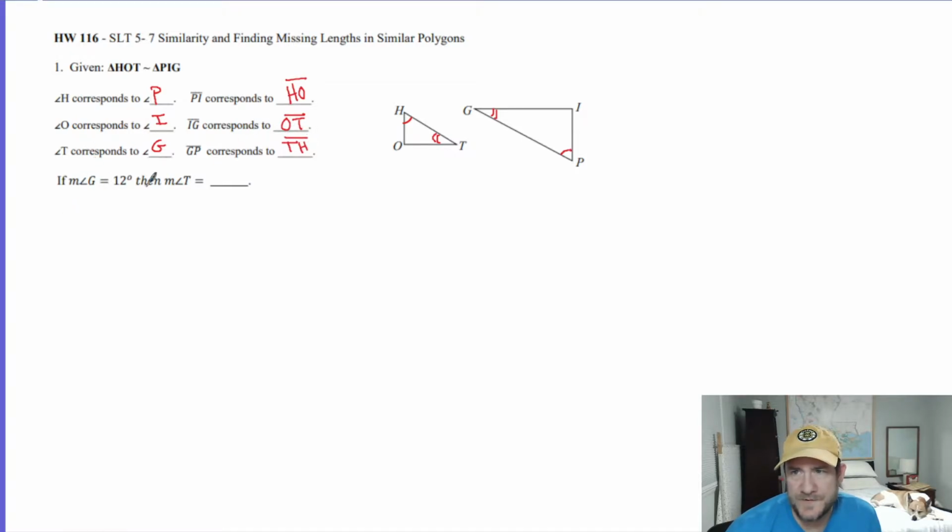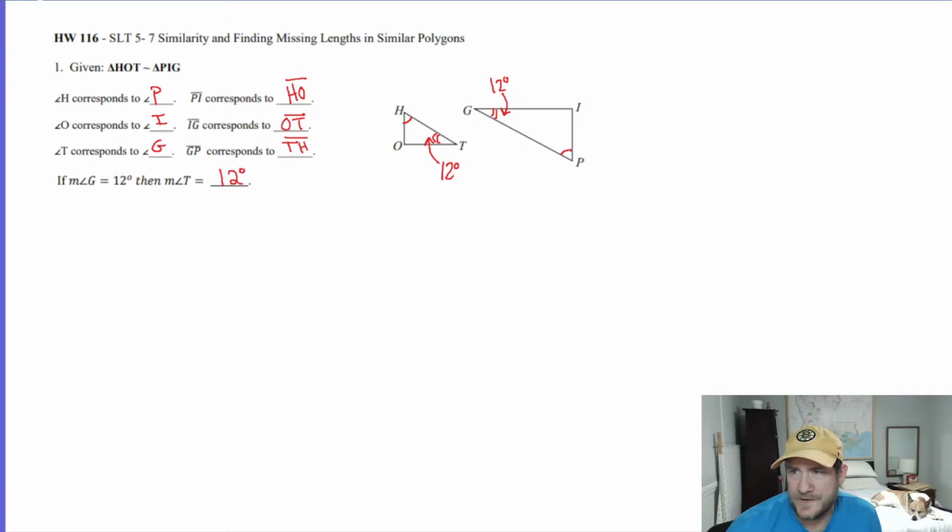Now they're saying if the measure of angle G is 12, so if this angle right here is 12 degrees, then what's the measure of angle T? Well, T and G correspond. And in similar triangles, corresponding angles are congruent. So if one of them's 12, the other one's 12.